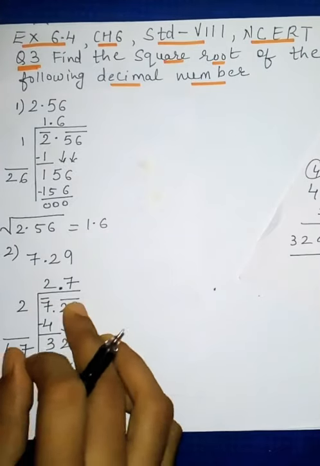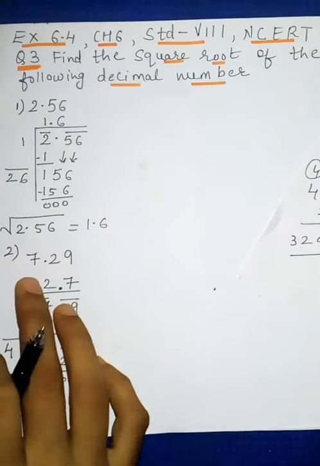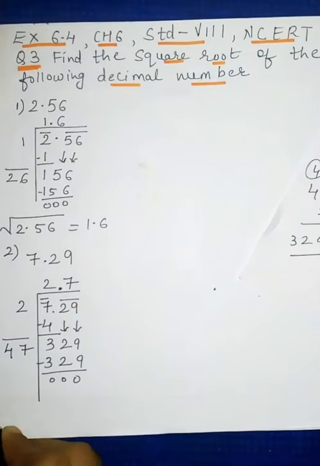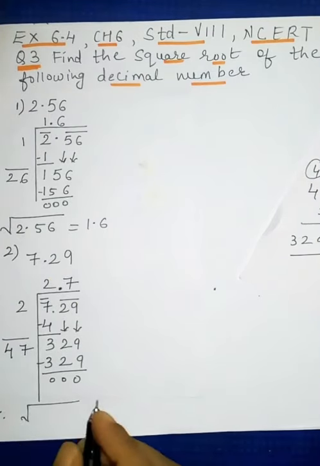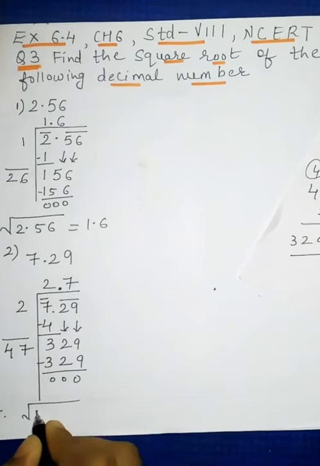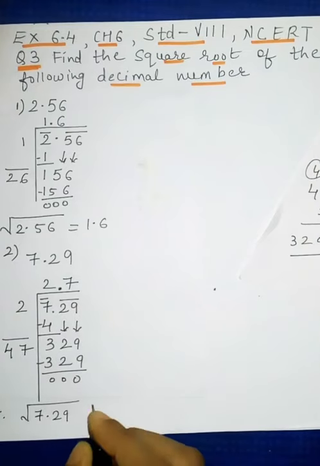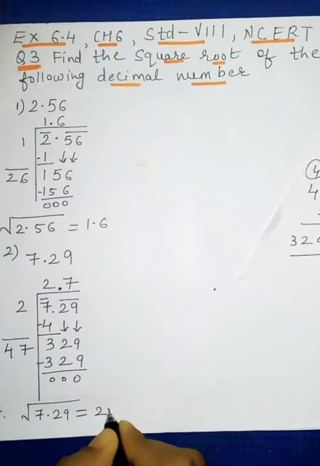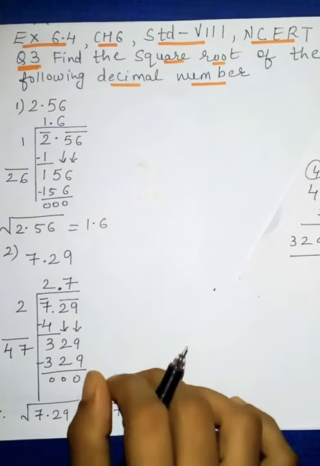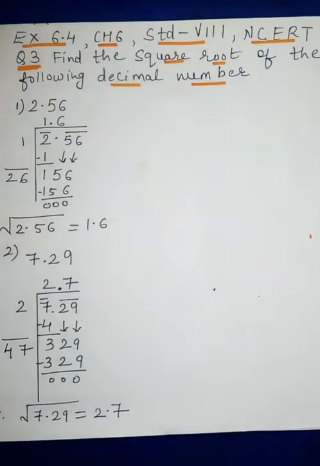So 2.7 is the square root of 7.29. So therefore, the square root of 7.29 is 2.7. So this is the second question. Now moving ahead with the third one.